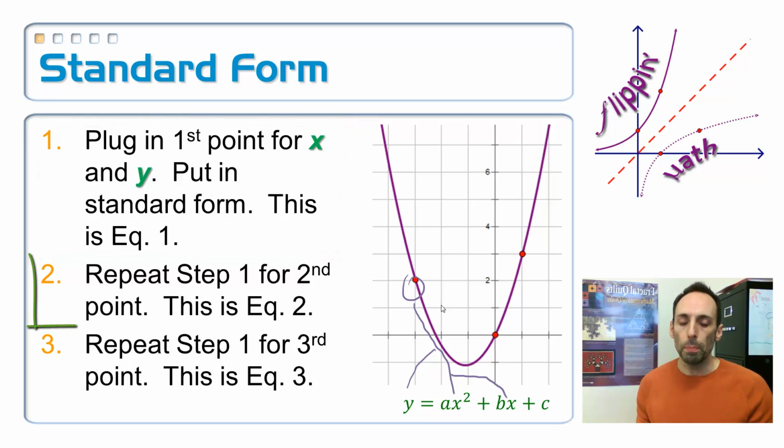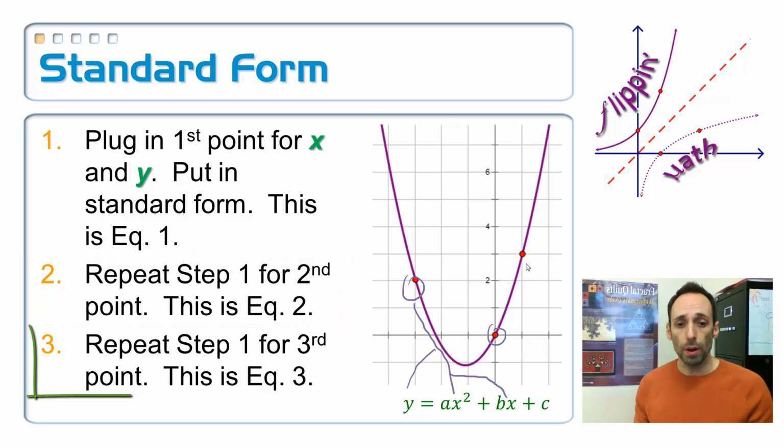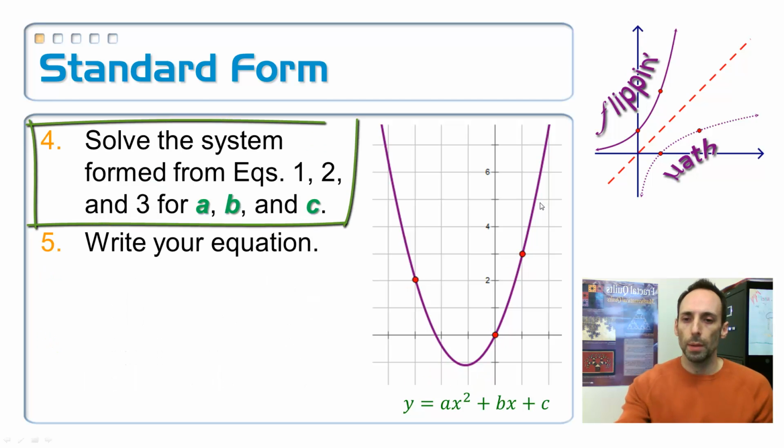Okay? Repeat that process for the next point. That's step 2. And repeat that process for the third point. That's step 3. Now you're going to have 3 equations with 3 variables. The 3 variables that you're trying to solve for are A, B, and C. So step 4 is solve that system of equations.